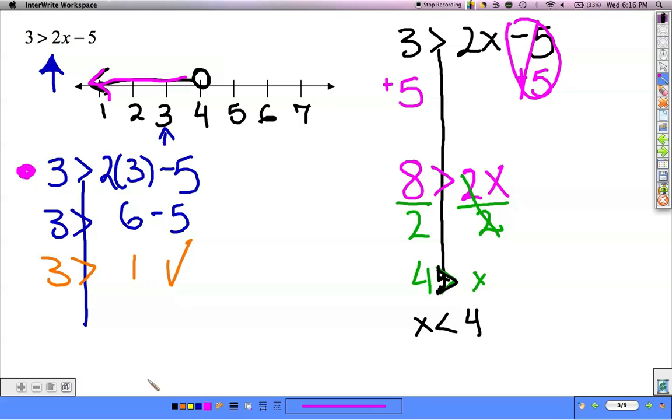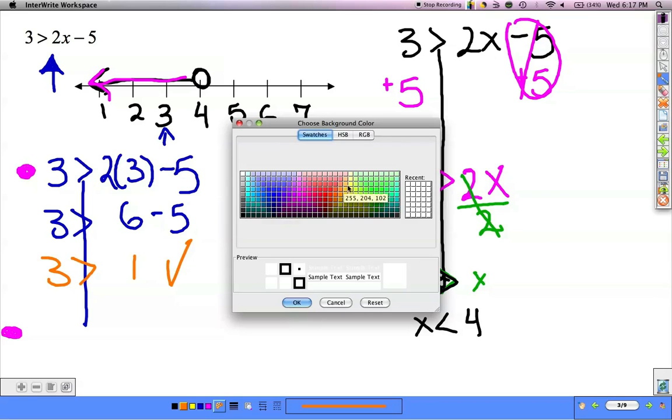And we can go ahead and check. I want to see what happens when we actually plug in 4, since now we're just talking about greater than, not greater than or equal to. So let's see. Pick ourselves a new color.